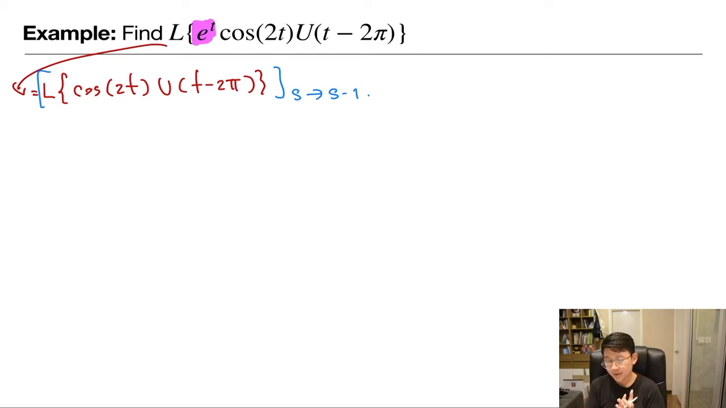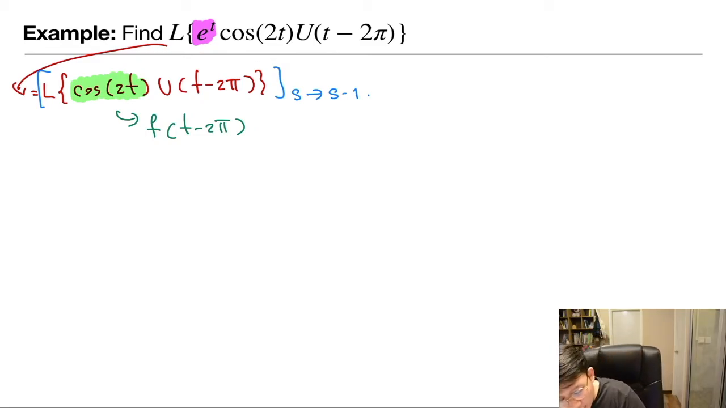Okay. So before we apply the third technique, we apply the first technique first, and it's going to make it a lot easier, right? So right now, to find this Laplace transform, we're going to use the third technique. So we know that this function must be f of t minus 2 pi.